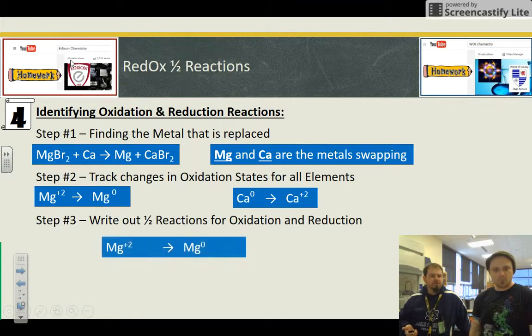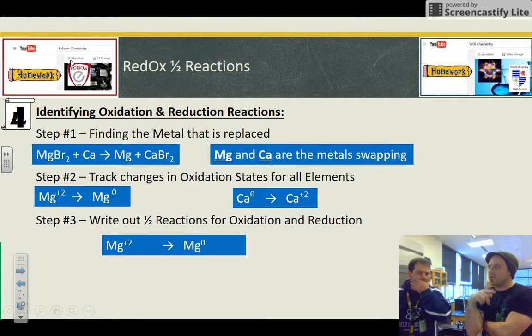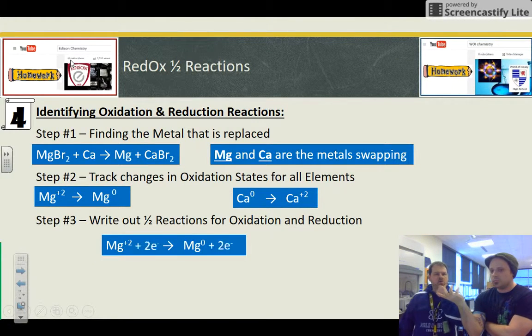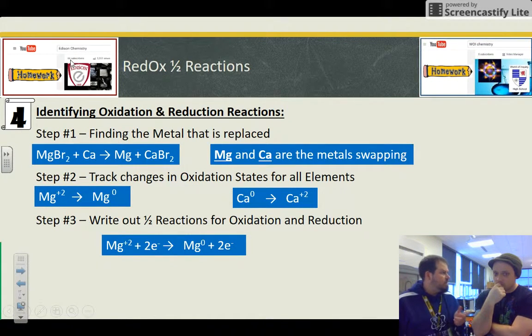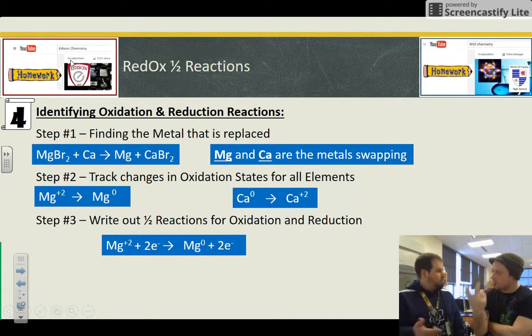So we'll start out with the first one. We can put the electrons on either side of the arrow, but where do they go? Honestly, this is almost what makes sense. Does Mg +2 plus 2 electrons equal Mg0? Does that even make sense? Mg +2 has 2 extra protons, so I need 2 extra electrons to become 0.